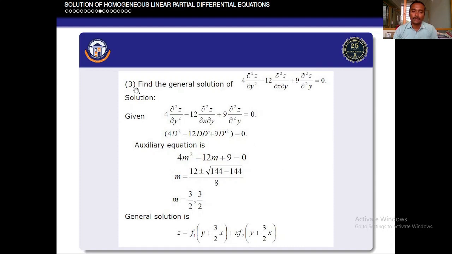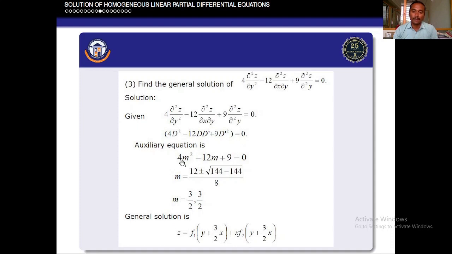Now see problem number 3. Find the general solution of 4 into dou square z by dou x square minus 12 into dou square z by dou x dou y plus 9 into dou square z by dou y square equal to 0. The problem is given in the standard form, so use the notation for the derivatives. That means replace dou by dou x by d, and dou by dou y by d dash. The simplified form is 4d square minus 12d d dash plus 9d dash square into z equal to 0.